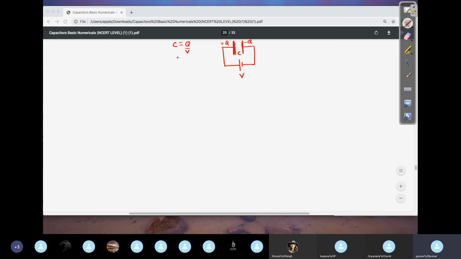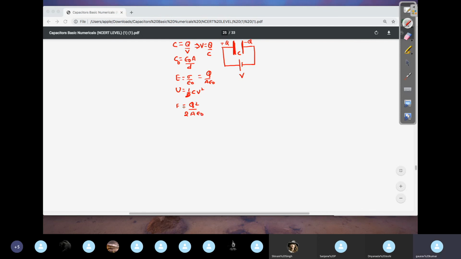Therefore Q equals CV. Second formula, C is epsilon naught A by D. I write C naught here, C naught is epsilon naught A by D. So Q is CV. What is the electric field between the plates? V is Q by C. The electric field is sigma by epsilon naught, which is Q by A epsilon naught. Energy stored is half CV square. Force between the two plates is given as Q square by 2A epsilon naught.